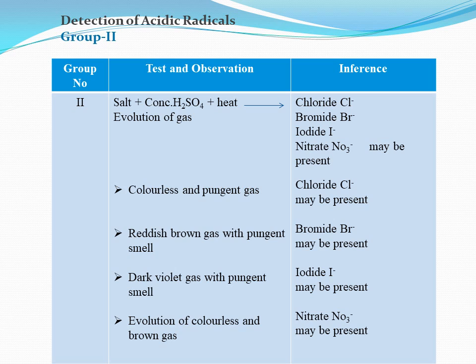Instead of colorless fumes, if you are getting reddish brown fumes, bromide may be present. If you are getting violet color fumes, iodide may be present. If you don't get any of the above observation, you should move to the next radical, that is nitrate. If nitrate is present, then you will be getting brown fumes. If you observe any of the above changes, then go for the confirmatory test of that particular radical. If you don't find any of the observation, second group radicals are also absent and there is no need of doing confirmatory test of that radical. You can go to the third group detection.